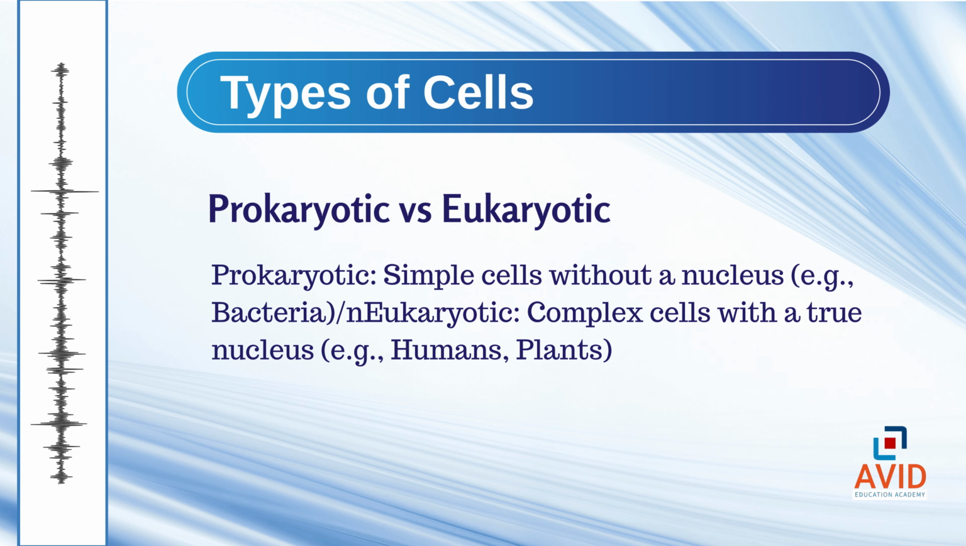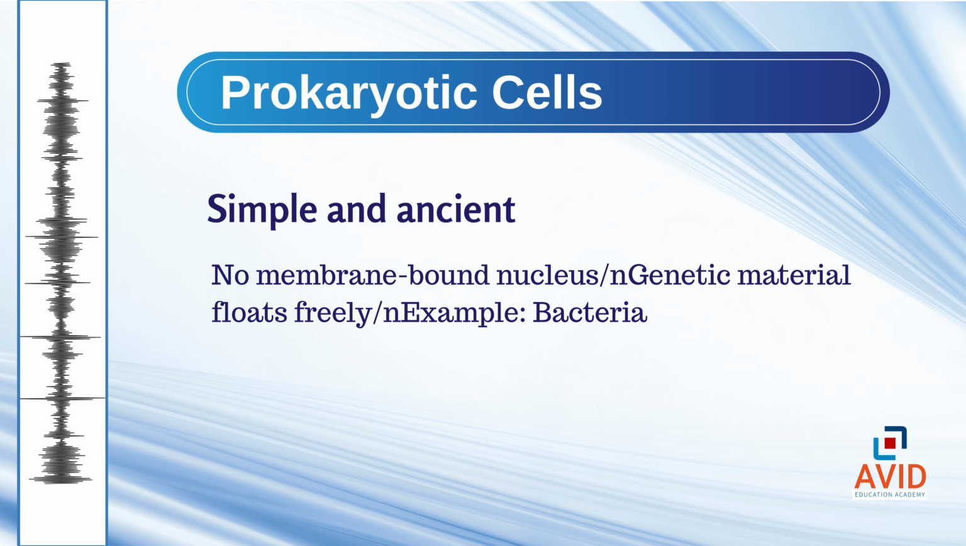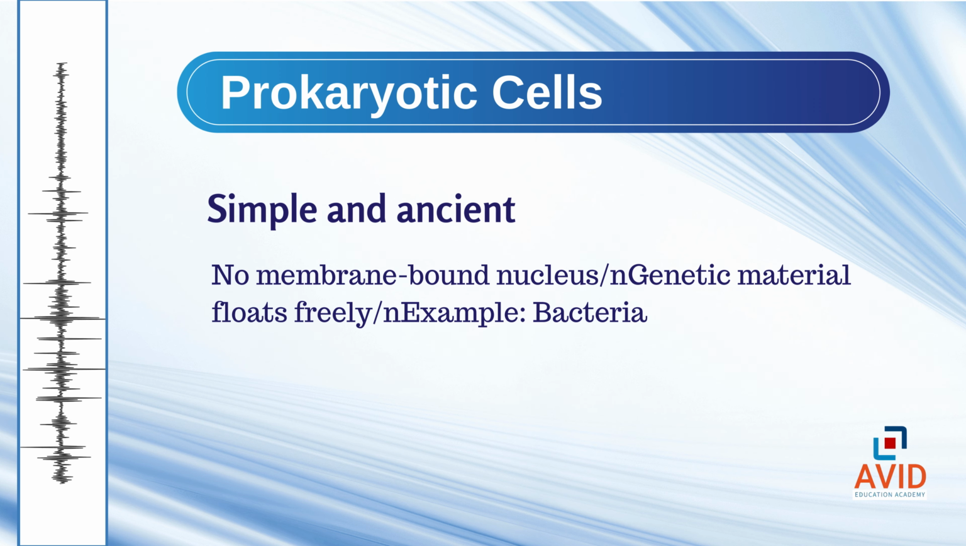Isn't that amazing? Now let's learn another important classification based on how the cell is structured. Cells can be of two types, prokaryotic and eukaryotic. Prokaryotic cells are the more ancient and simpler type. They do not have a clearly defined nucleus. The genetic material just floats freely inside the cell. There are no membrane-bound organelles like mitochondria or chloroplasts. A good example of prokaryotic cells is bacteria. ये सबसे सरल कोशिकाएं होती हैं जिनमें न्यूक्लियस झिल्ली से घिरा नहीं होता.